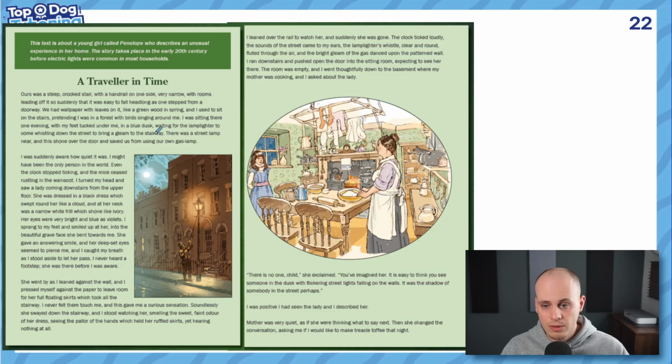Where was I? There was a street lamp near, and this shone over the door and saved us from using our own gas lamp.